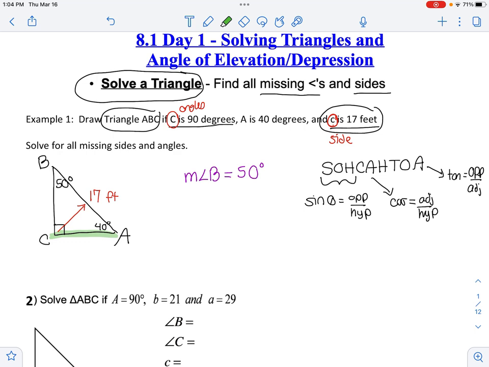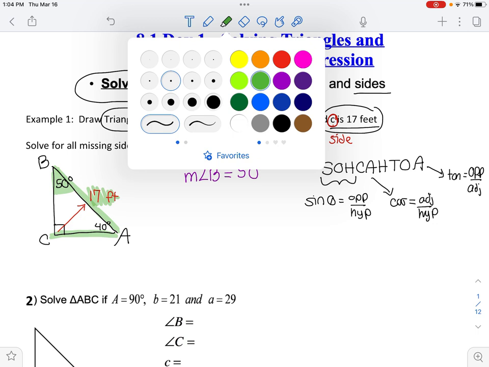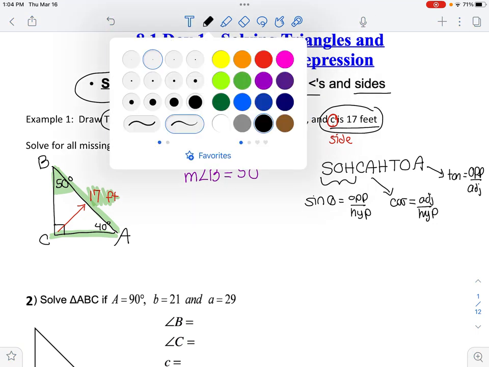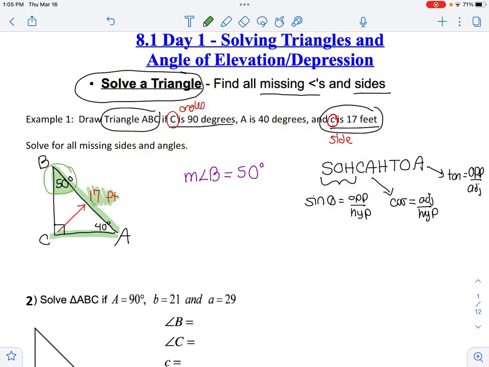Based on the side that I'm looking for, I just need to pick one of the acute angles. Doesn't matter which one you pick. Maybe I'll pick this 50 degrees. And you want to pick one of the sides that you actually know. So I'm going to use the 17 feet because I know it. Based on the 50-degree angle I've picked, the side that I'm looking for is opposite that angle, and the side that was given is the hypotenuse of the triangle. Based on that relationship, I know I need to be using my sine ratio to solve this.